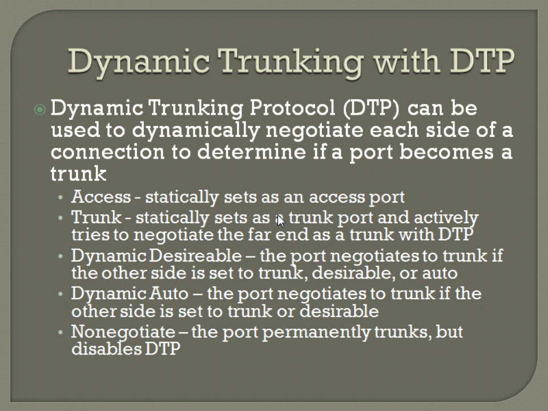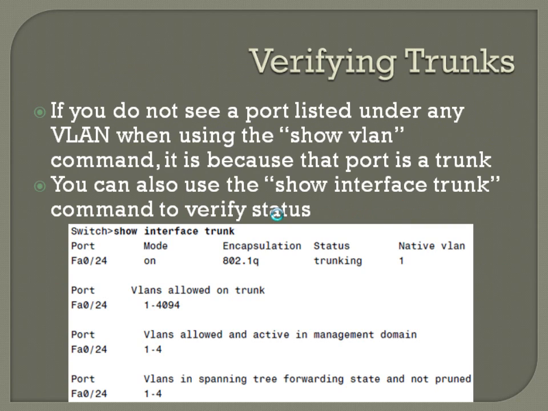And then verifying trunks. I touched on this before when we talked about show VLAN: if you don't see a port listed under any VLAN when using the show VLAN command, it's because that port is a trunk. You can also use the show interface trunk command to verify status. So if you do a show VLAN and you're not seeing a particular port, do the show interface trunk command, and you'll be able to see, oh, okay, FastEthernet 0/24 is set to a trunk, so that's why I'm not seeing it in the VLAN, et cetera.